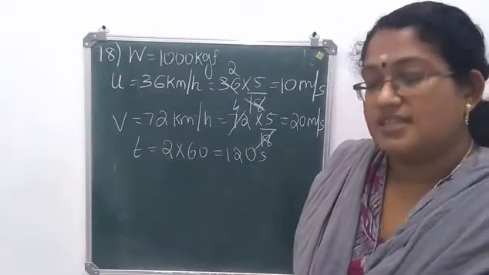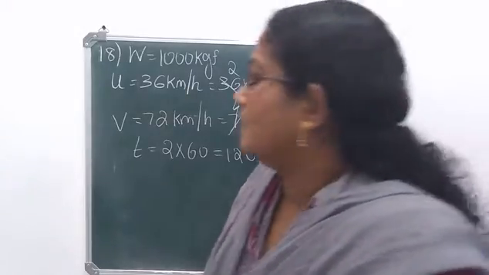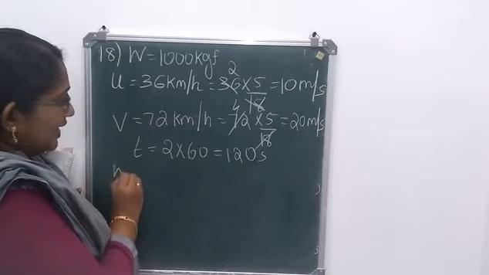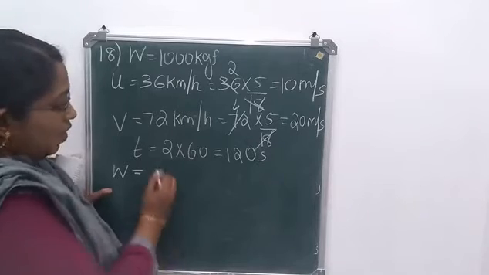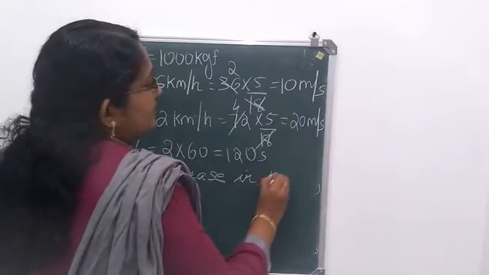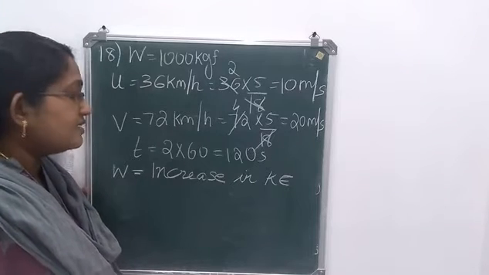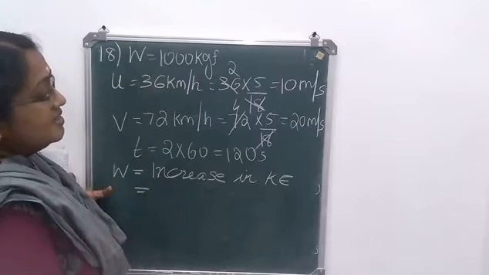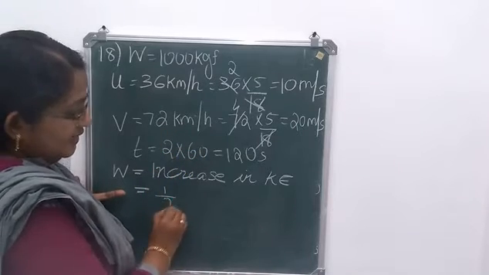So in this question we are asked to calculate the work done as well as power. So how will you calculate the work done? Work done means, according to the work energy theorem, work done on a body is equal to the increase in the kinetic energy of the body, isn't it? So increase in its kinetic energy means final kinetic energy minus initial kinetic energy.